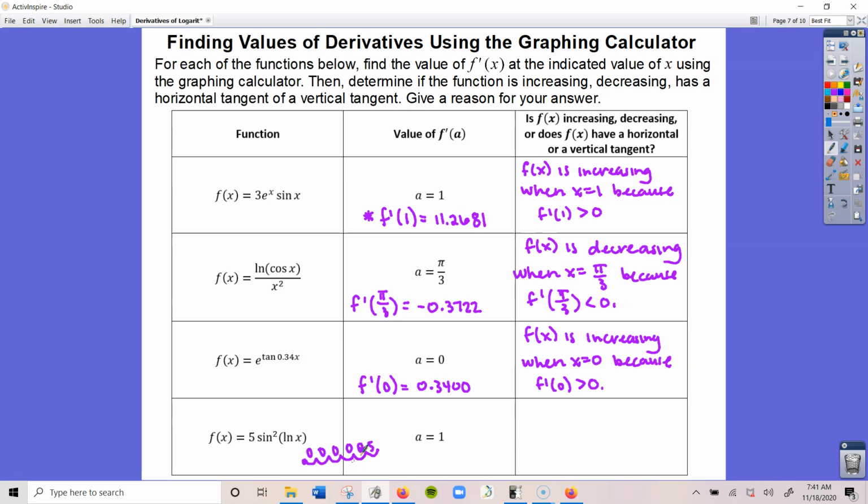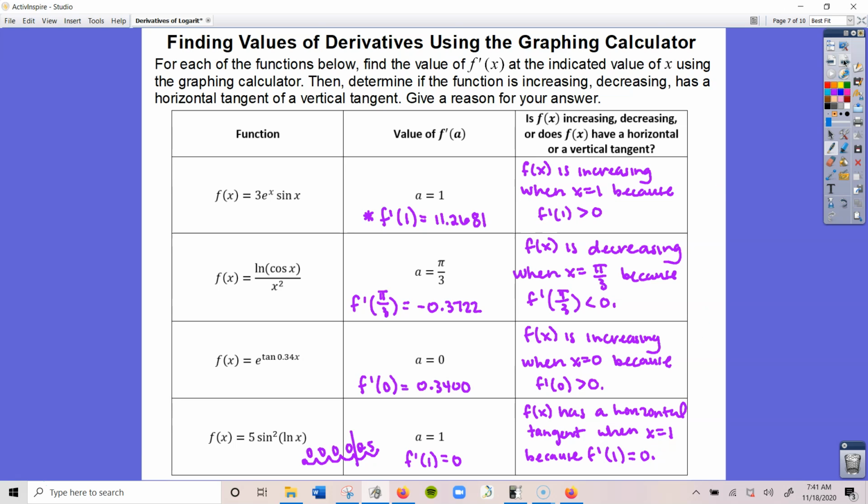It's pretty safe to say that the derivative here is equal to 0. Since we always truncate after 4 decimal points, this just gives me 0. So f prime of 1 is equal to 0. This means that f of x has a horizontal tangent when x is equal to 1 because f prime of 1 is equal to 0.